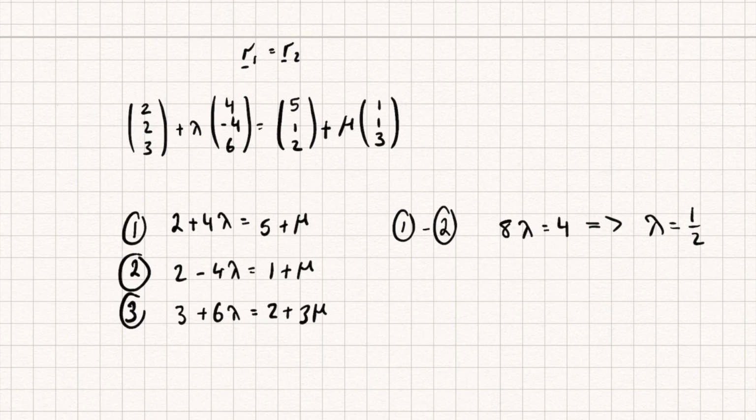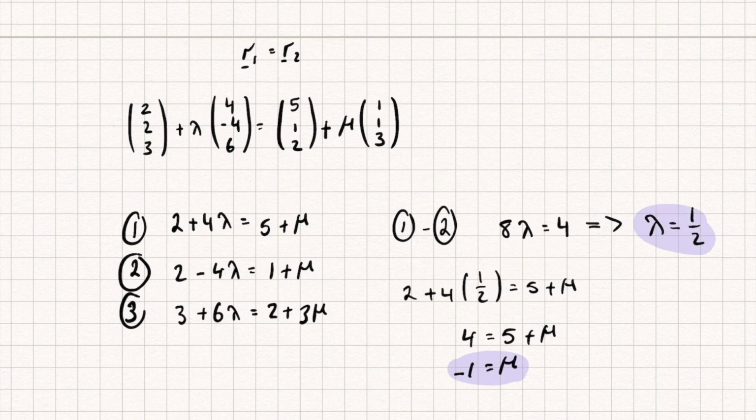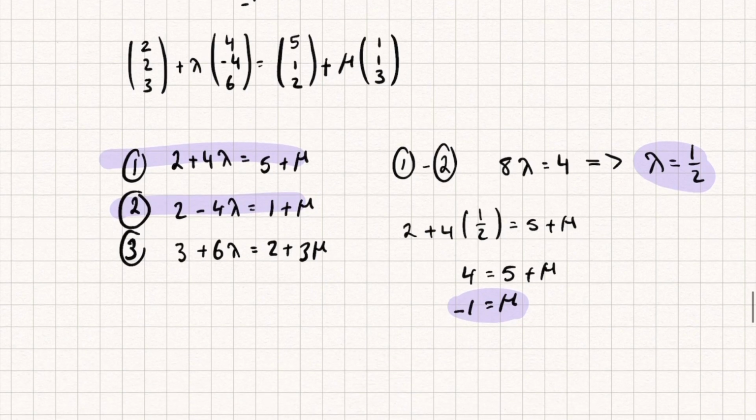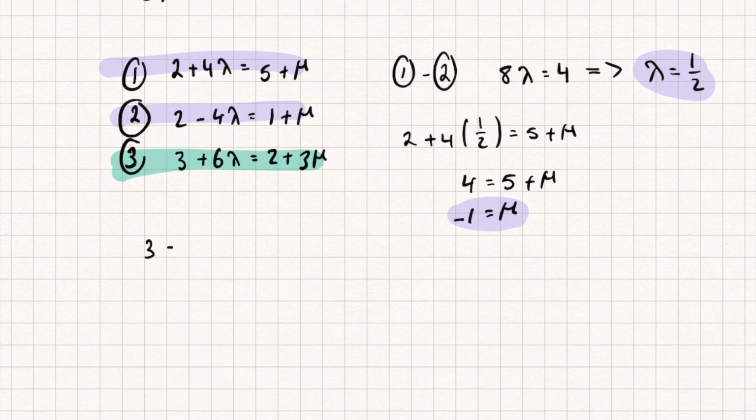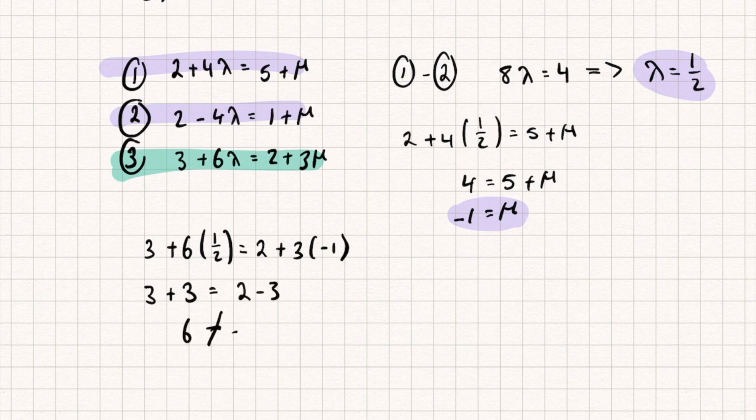Let's then substitute that into equation 1. So we're going to get 2 plus 4 lots of 1/2 is equal to 5 plus mu. So we get, well, 4 multiplied by half is 2, so 4 is equal to 5 plus mu. And so -1 is equal to mu. So we have 2 solutions now. We've got mu is equal to -1, lambda is equal to 1/2. We've used equations 1 and 2, so now we need to check that it also satisfies equation 3. So let's put those values into equation 3. So 3 plus 6 lots of 1/2, is that equal to 2 plus 3 lots of -1? Well, we get 3 plus 3 is equal to 2 subtract 3, so 6 does not equal -1, therefore the lines do not intersect. There we go, and that's that done.